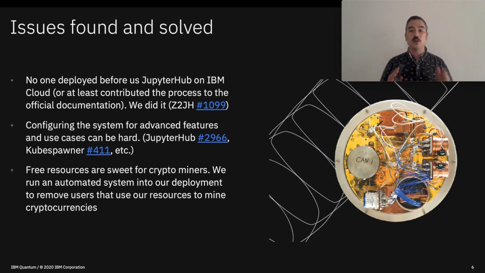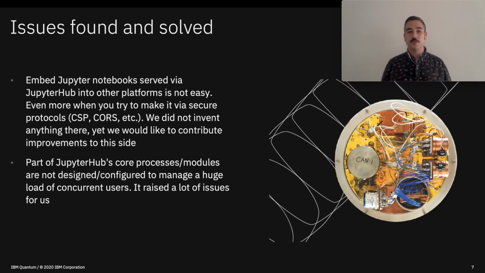What issues we found and which of them we solved? First of all, no one deployed JupyterHub on IBM Cloud Kubernetes before us, or at least no one contributed the process to the official documentation. Also, configuring the system for advanced features and use cases can be hard. An interesting point is that free resources are free for crypto miners. In our case, we ran an automated system in our deployment to remove those malicious users that use our resources to mine cryptocurrencies. Also, embedding Jupyter Notebooks served via JupyterHub into another platform is not easy.